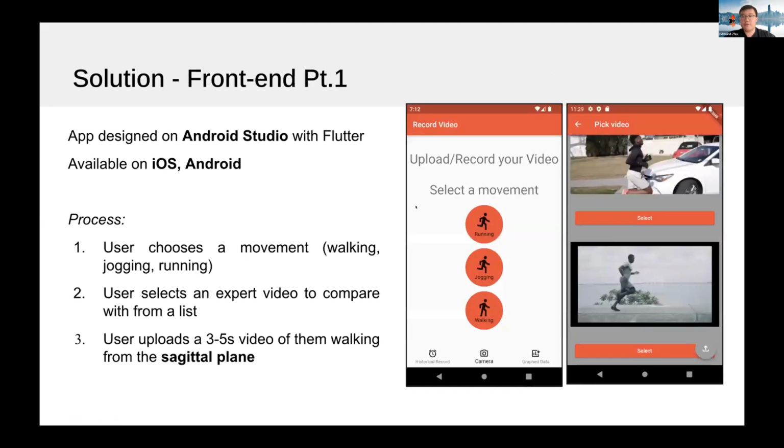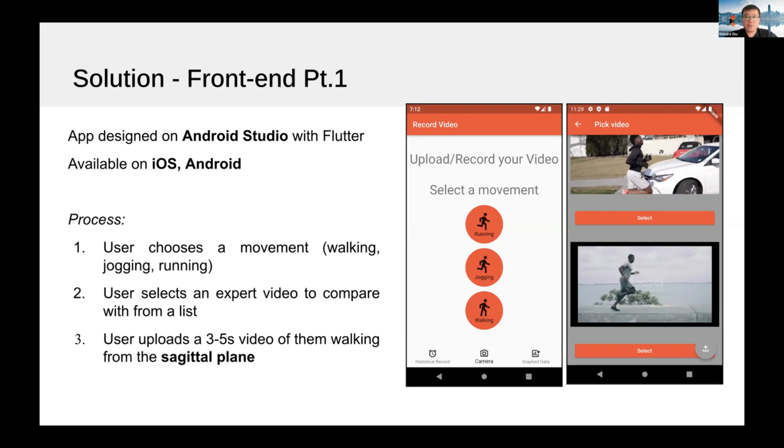To discuss the front end, or what the user is interacting with, the application's user interface is developed using Flutter, a specific language on the platform Android Studio. Since Flutter is compatible with both iOS and Android devices, this makes the application available on a large number of devices. In the user experience, the user is first prompted on the home page to choose whether they want to input a video of them walking, jogging, or running.